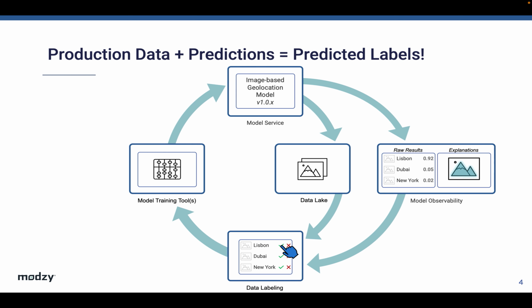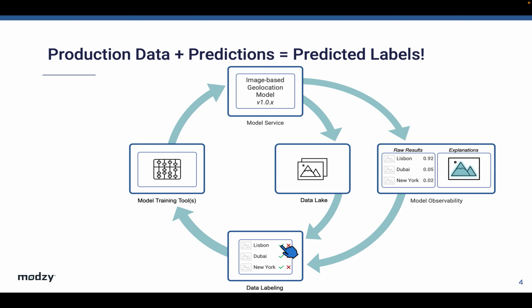We're going to be saving them to a data lake, and then we're also going to be viewing the results and getting access to the results through our model observability platform. Finally, the prediction information plus the actual images that are in your data lake are going to be queried within a data labeling tool. And that data labeling tool is where you can fix mistakes. That's where a data labeler, a human in the loop who can actually look at these pictures and make those corrections, will be able to say, yes, this is correct, no, this was incorrect.